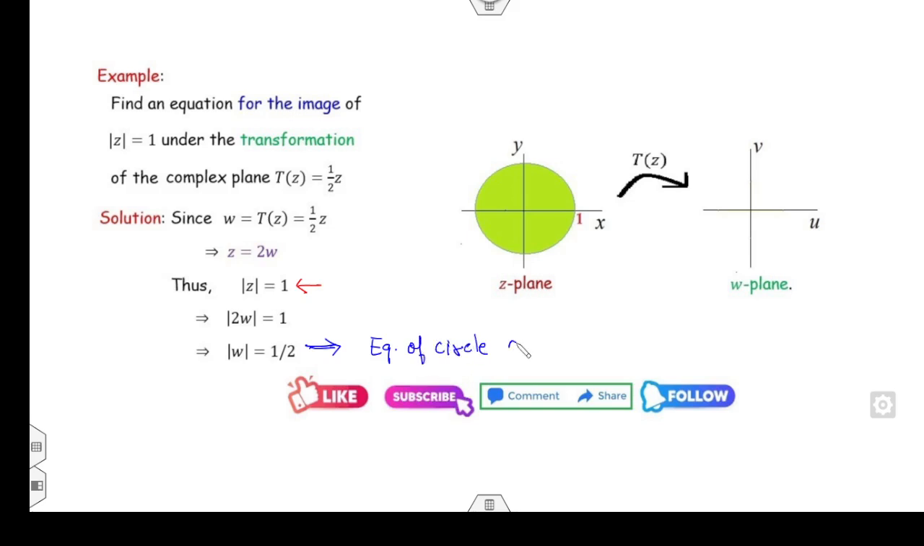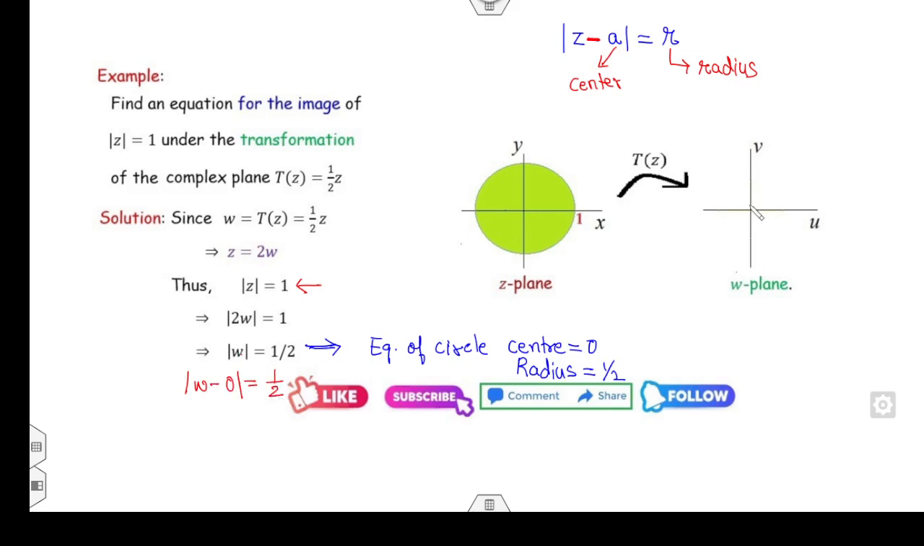What is the center? The center is 0. And what is the radius? The radius is half. Why? Because whenever you have |z minus a| equal to r, then r is the radius and a is the center. Make sure, student, the sign must be negative. And how can you write this? I can write |w minus 0| equal to half.